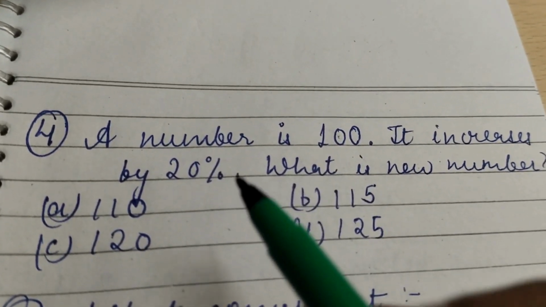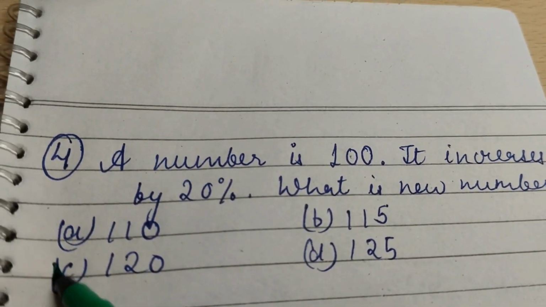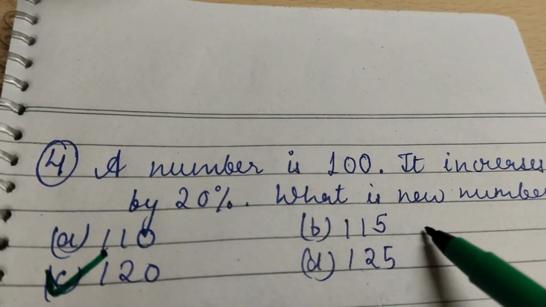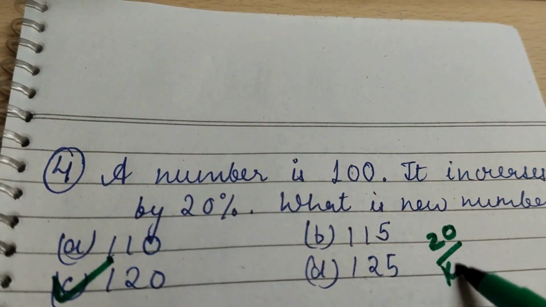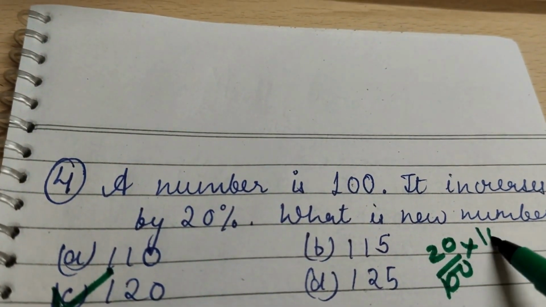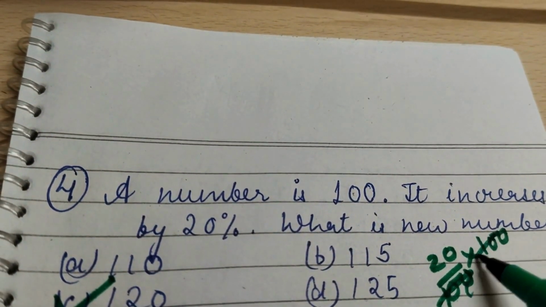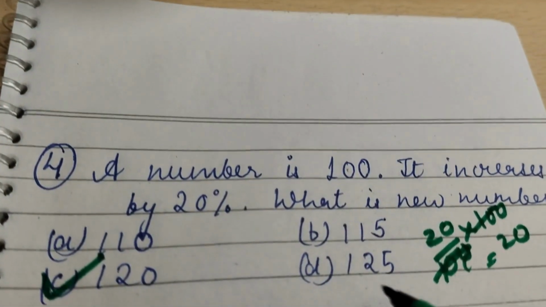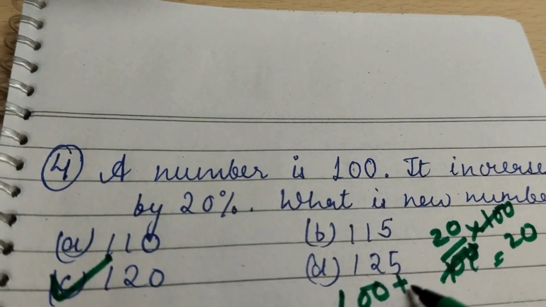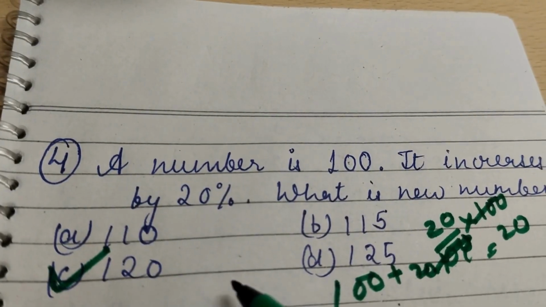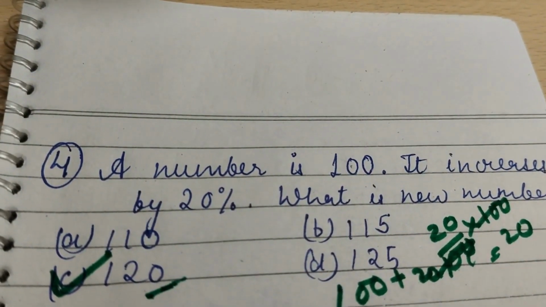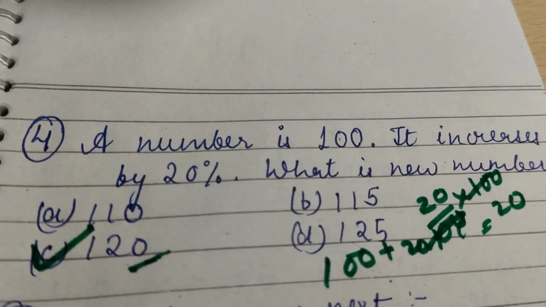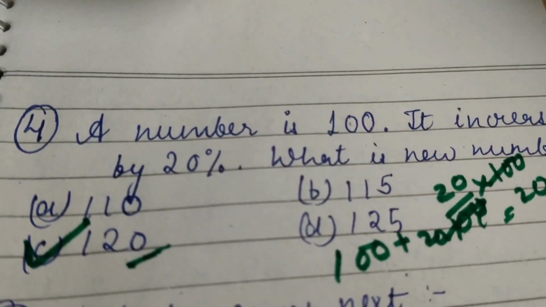So the correct answer is 120. Now what we're gonna do is 20% of 100 is gonna be 20. Now because it is increased, so 100 plus 20, which is going to give us 120. So now let's move on to the next problem.